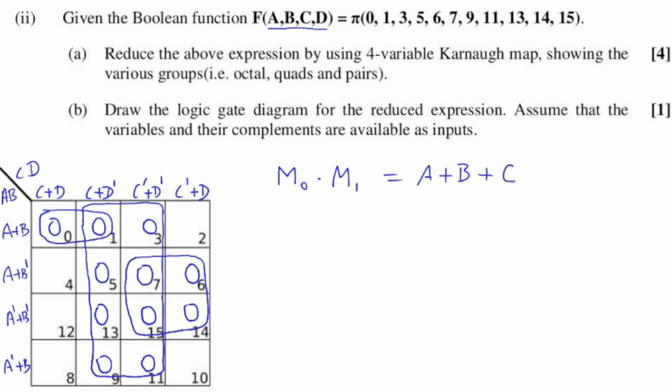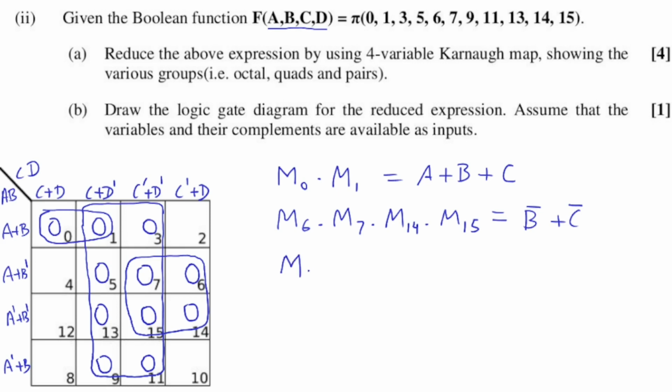Then we'll move on to our quad, that is 6, 7, 14, 15. M6 dot M7 dot M14 dot M15. Let's see what it reduces to. Over here, A is changing, B complement is the same. And over here, C complement is the same, D is changing, so we'll take C complement. So this is B complement plus C complement.